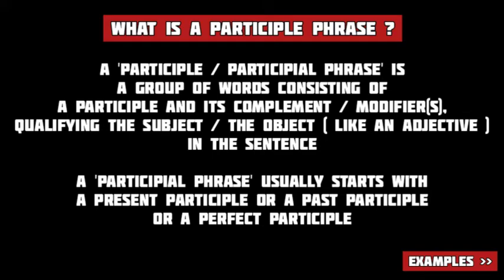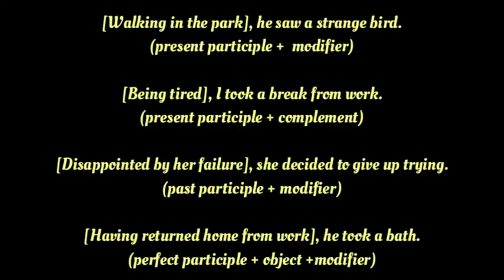A participle phrase generally starts with either a present participle or a past participle or a perfect participle. Accordingly, it may be called a present participle phrase or a past participle phrase or a perfect participle phrase. Now see some examples of participle phrases on your screen.